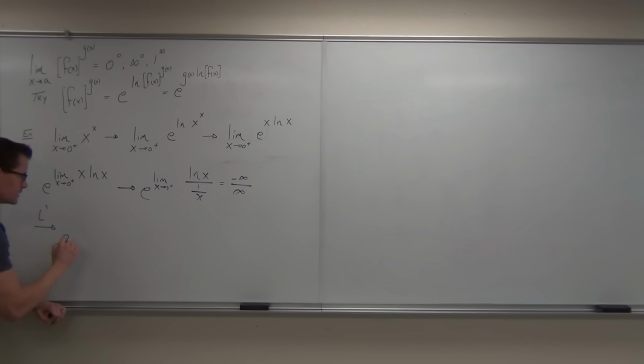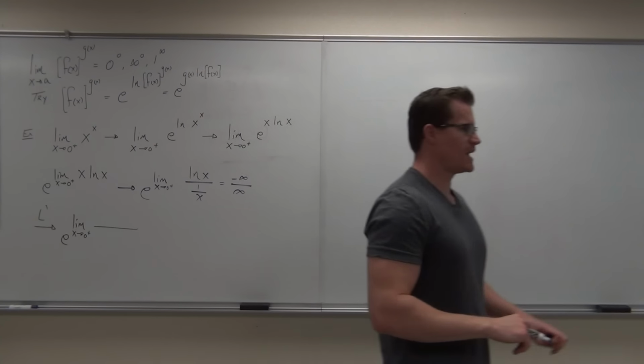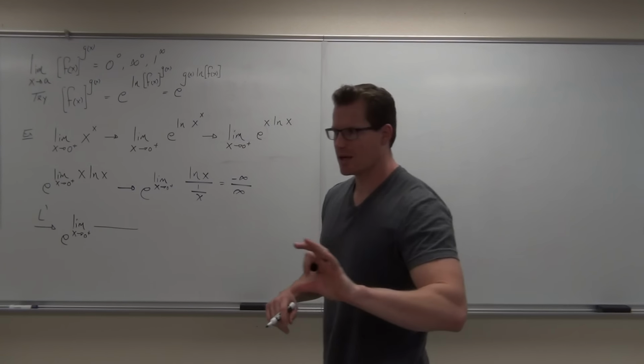I still got an e. Nothing's going to change about that. I still got a limit as x approaches 0 from the right. How we do L'Hopital's, hopefully the last time I'm going to explain this, is we take the derivative of the numerator, we take the derivative of the denominator. It is not a quotient rule.